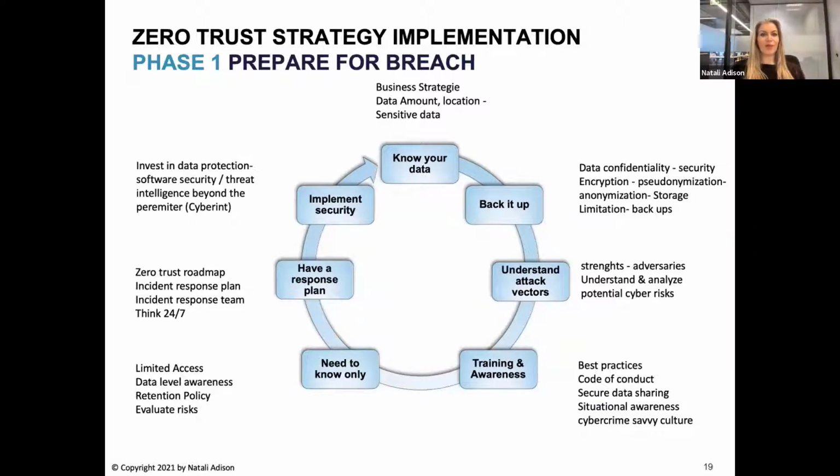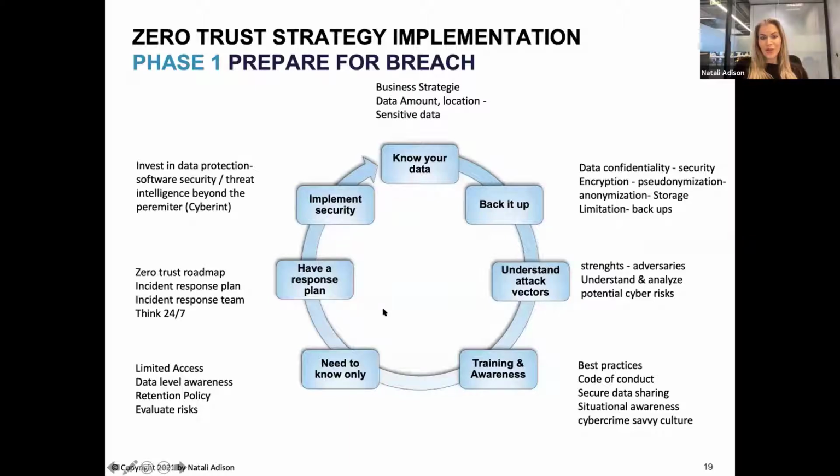A necessary step for businesses is to understand the attack vector. A company needs to know its strengths in order to know how and if it will be attacked. You need to know what you're good at. You need to know what sets you apart from all the others, and what your advantage is. You need to know your adversaries. You need to understand and analyze potential cyber risk on a continual basis. Your company needs to provide continuous training and awareness. It's not only about best practices or codes of conduct that you send to your employees in order to obtain their signature. You need to secure data sharing, and you need to create a cybercrime savvy culture with situational awareness.